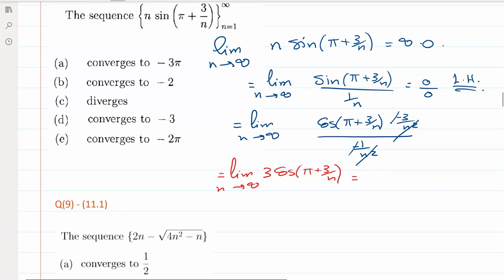As n goes to infinity, 3 over n will be 0. So the answer will be 3 cosine of pi. What is cosine pi? Minus 1, times 3, is minus 3. So the solution is minus 3. The solution is minus 3. Is that clear?